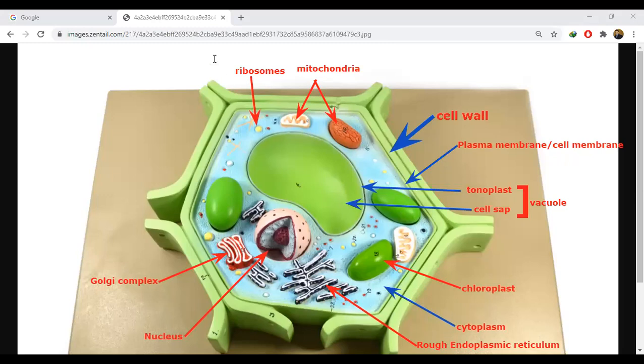Reticulum, I have marked here now. Here the word reticulum, there no. If cell membrane is missed in the diagram, you mark the cell membrane.